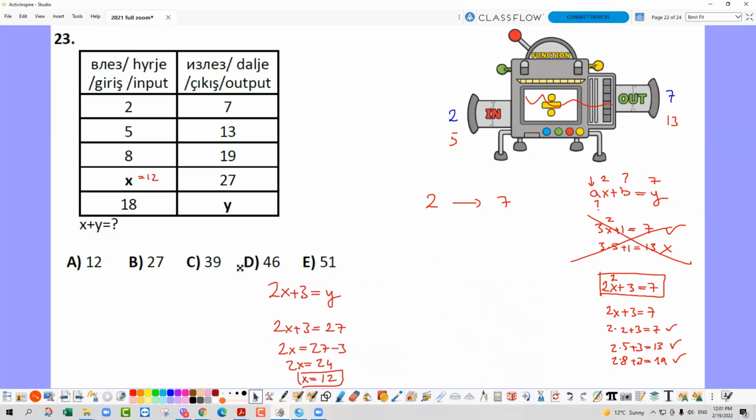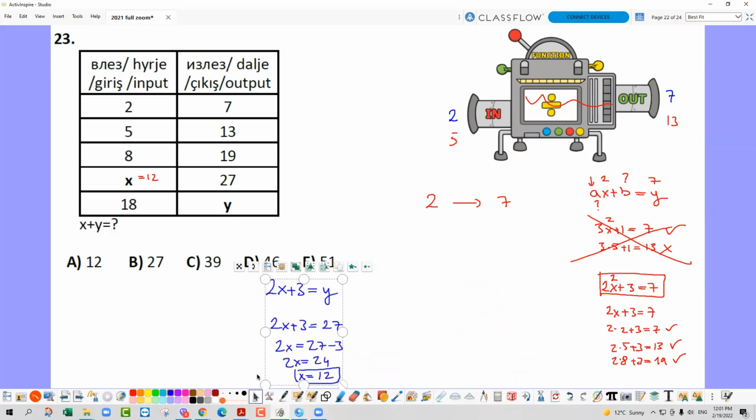Okay, let me move to this side. And here for the y value, 2 times 18 plus 3, it should be equal to the y value. 2 times 18 is 36, plus 3, that's equal to y. So 39 is equal to y.